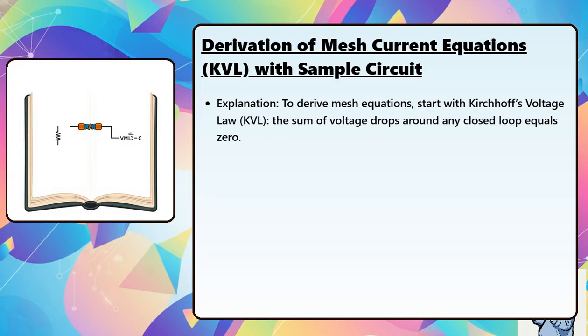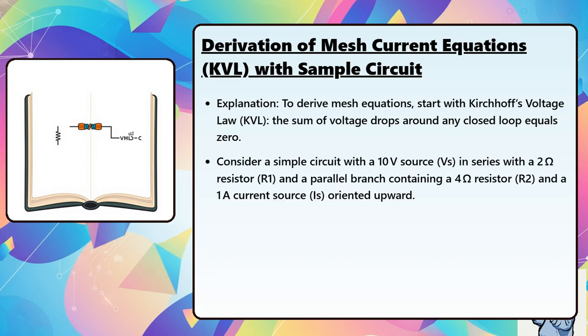Explanation: to derive mesh equations, start with Kirchhoff's voltage law, which states that the sum of voltage drops around any closed loop equals 0. Consider a simple circuit with a 10-volt source Vs in series with a 2-ohm resistor R1, and a parallel branch containing a 4-ohm resistor R2 and a 1-ampere current source Is oriented upward.